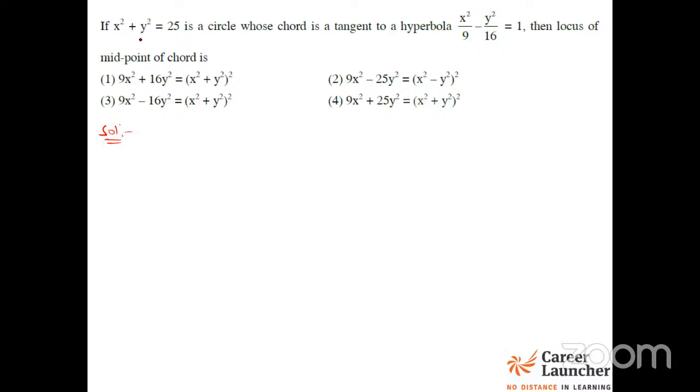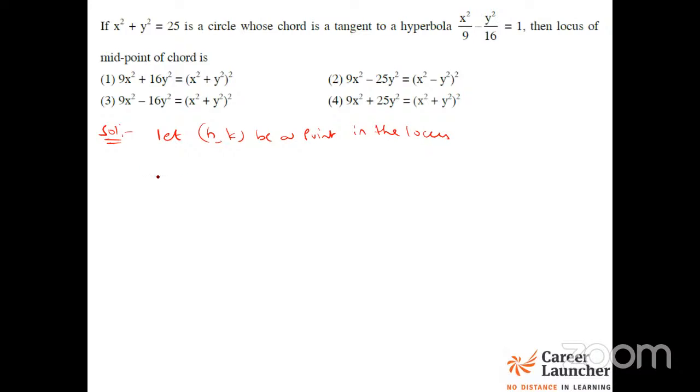If x square plus y square is equal to 25 is a circle whose chord is a tangent to this hyperbola, then find the locus of the midpoint. Whenever you're doing questions on locus, let us start this way. Let h comma k be a point in the locus.